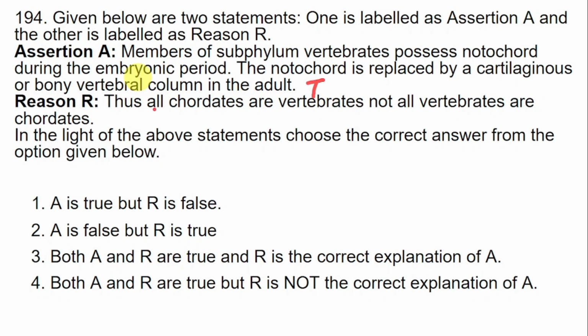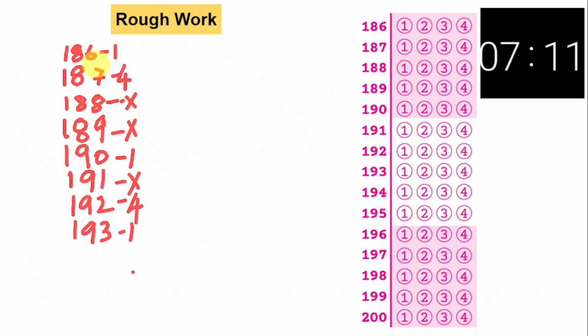The reason statement says, thus all chordates are vertebrates. This is frequently asked, and this is an incorrect statement. All vertebrates are chordates, but not all chordates are vertebrates. This is a false statement. So we have option 1 as the answer. 194 is 1.